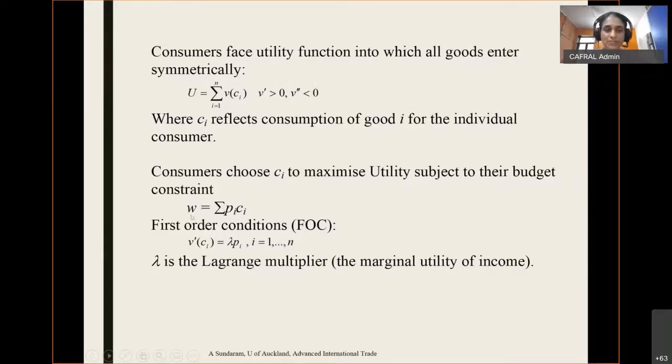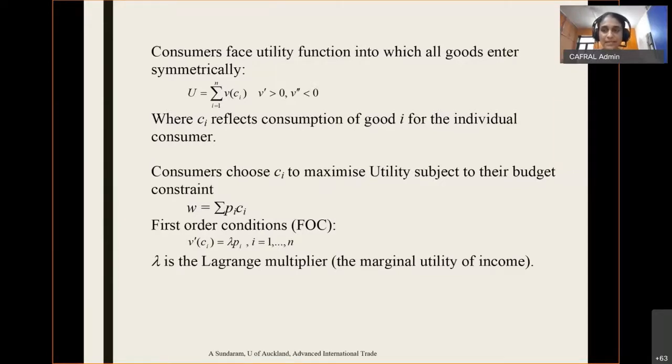So the budget constraint is that you have income, which is your wage, and you're going to spend that on consuming this range of different products, right? C_i. And the price is P_i for each product variety. Now we're going to get a set of first order conditions. We will set up the utility maximization problem with a constraint, right?